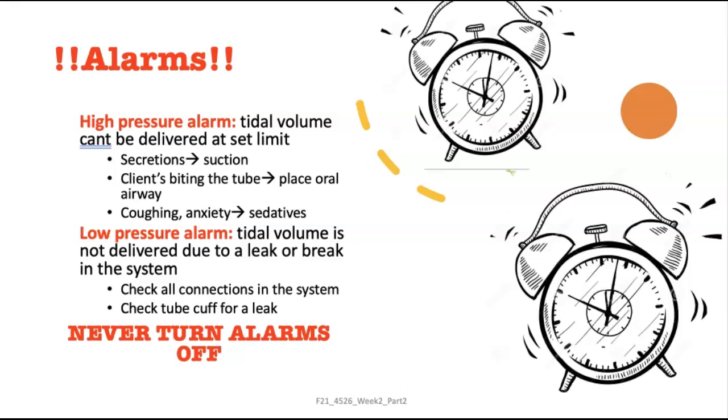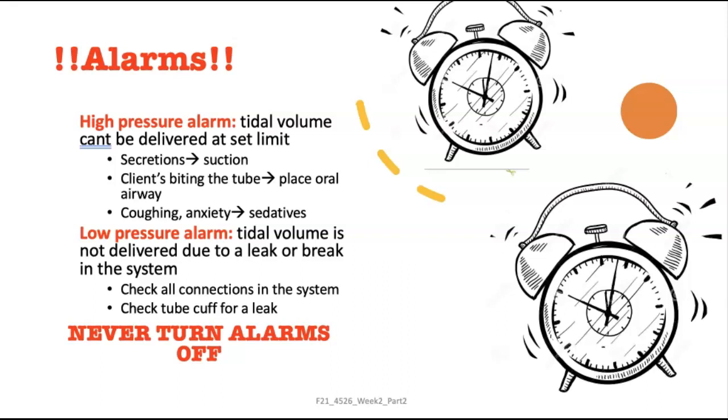Well, for one thing, the tidal volume can't be delivered at a set limit. So why is that happening? Maybe there's a lot of secretions that the tidal volume can't get through. The client could be biting the tube, so in that case, you could put an oral airway in. Maybe the patient is coughing or anxious and you can give the patient sedatives. If there's increased secretions, you can suction the patient.